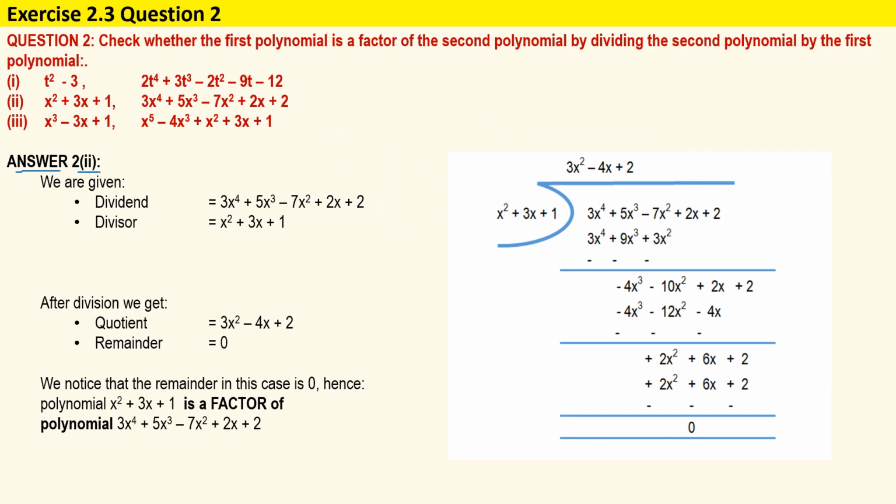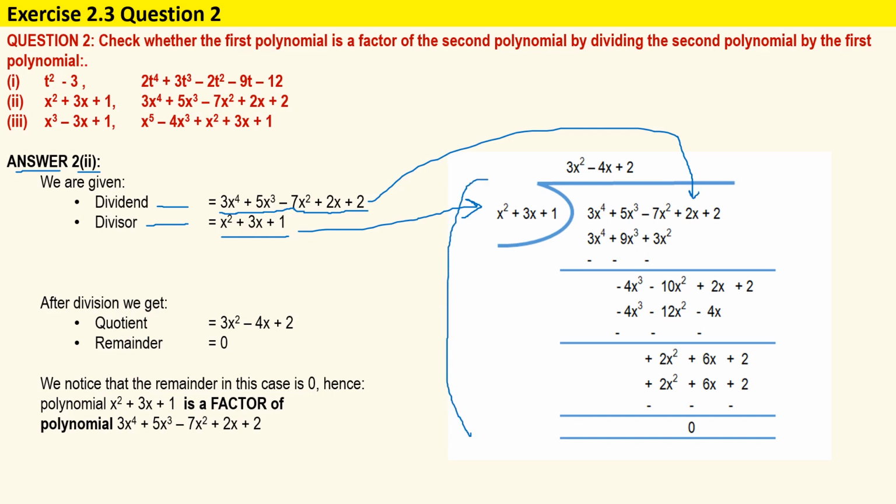Answer to part 2. We are given the dividend as 3x raised to power 4 plus 5x cube minus 7x square plus 2x plus 2, and the divisor is given to be x square plus 3x plus 1. We write the divisor here outside the division symbol. The dividend is written inside the division symbol, and we carry out the entire division. By carrying out this division, we get the quotient equal to 3x square minus 4x plus 2. This is the quotient here, and the remainder in our case will be 0.